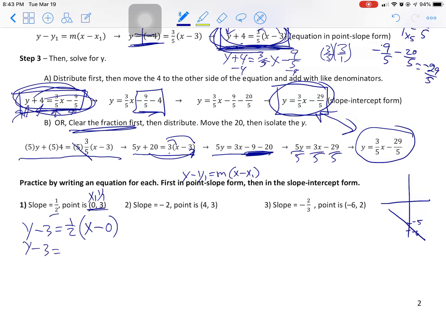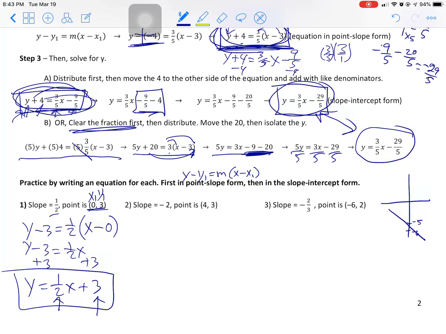y minus 3 equals, what do we do first? We distribute. Okay? If you want to clear the 2, you can clear the 2. But I eventually need y alone, so I'm just going to do it this way. Because, let's see, 1/2 times the negative 0 is that. So we're there right now. Then I'm going to add 3 to both sides. So y equals 1/2 x plus 3. There it is in the slope-intercept. There's my slope. There's my dot. That's b. Okay?